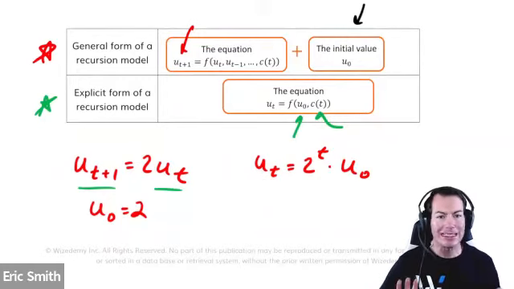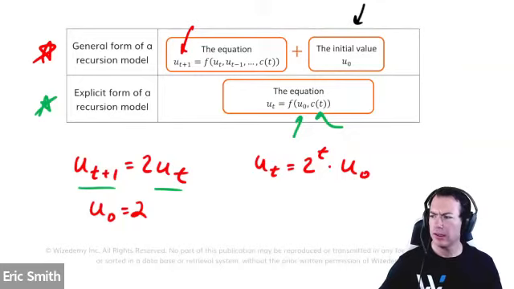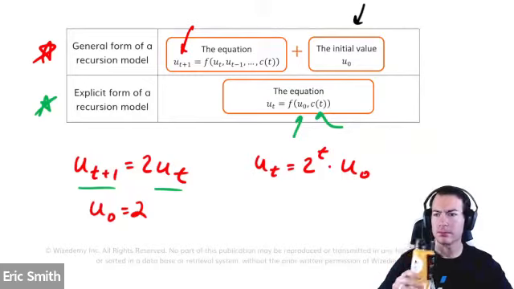Thoughts or questions about the difference between a recursive model versus an explicit model? Most of the questions that deal with these two types, if you're thinking ahead, will usually deal with populations or investments, stuff like that.